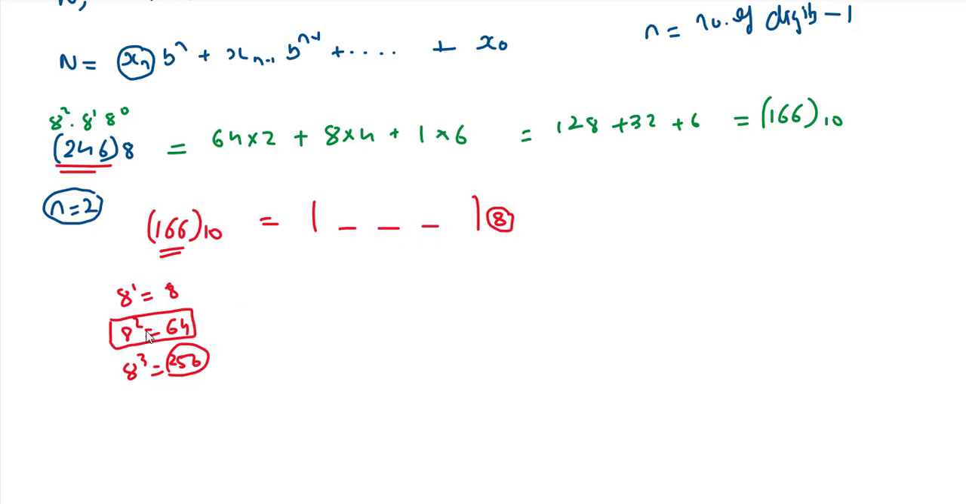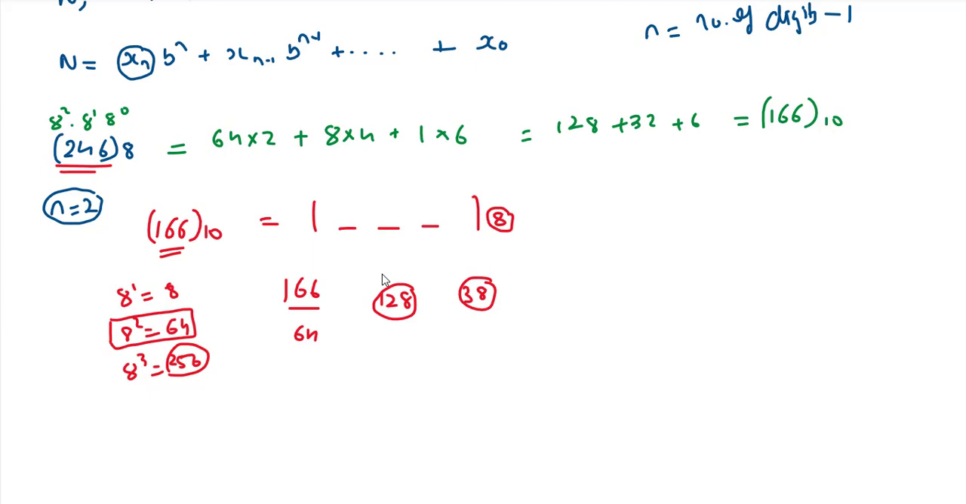Now all we have to do is divide this number by successive powers of 8 and take the coefficient. So first we'll divide 166 by 8 square, which is 64. 64 into 2 is 128. We'll be left with a remainder of 38.